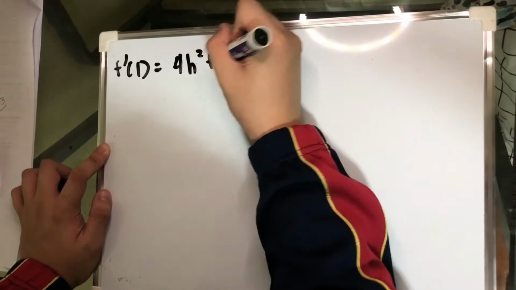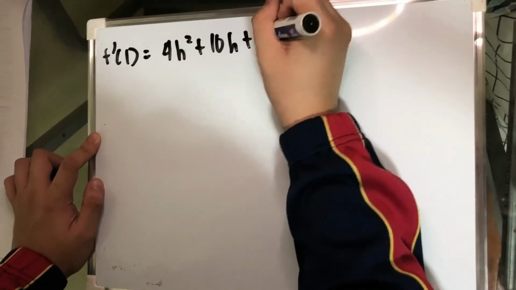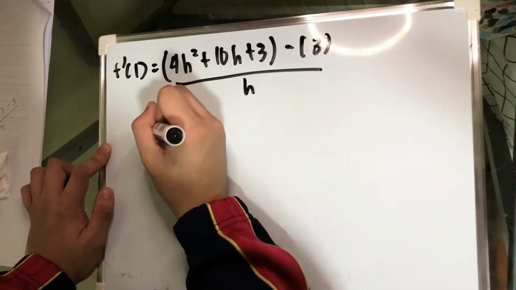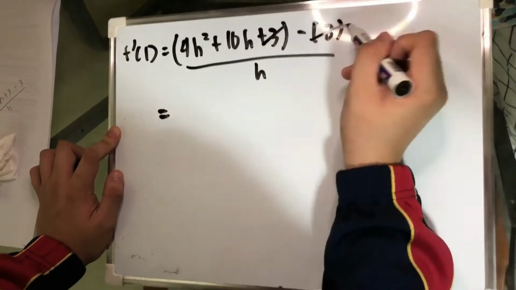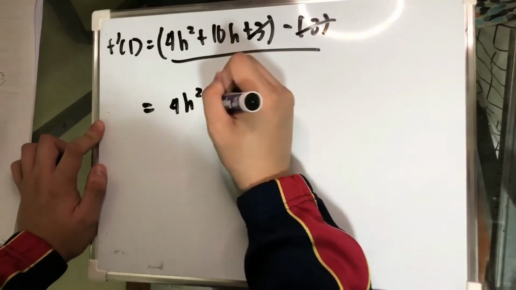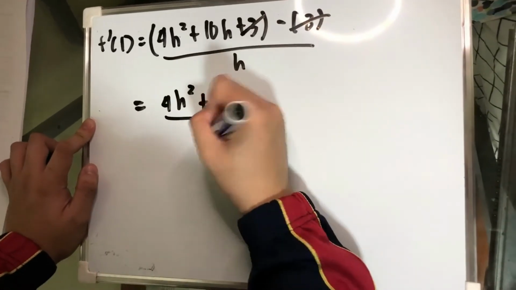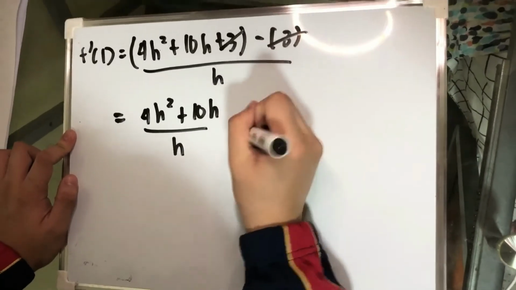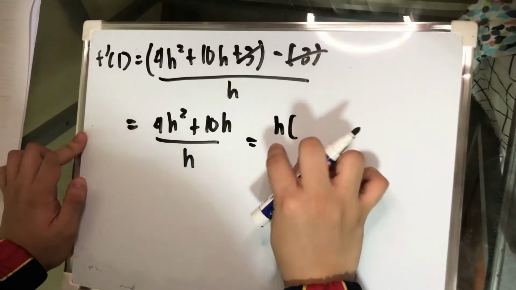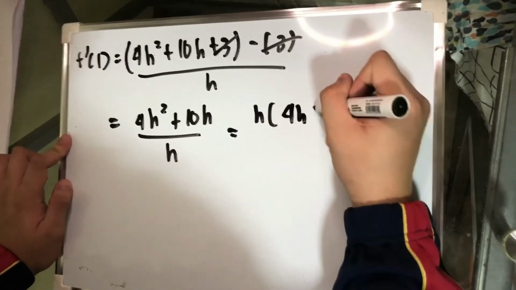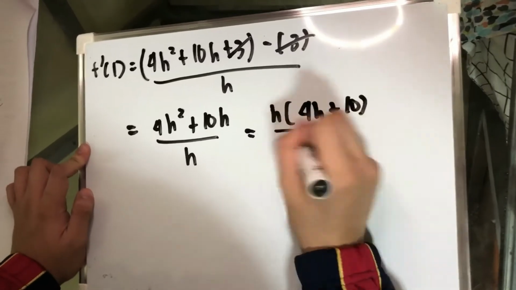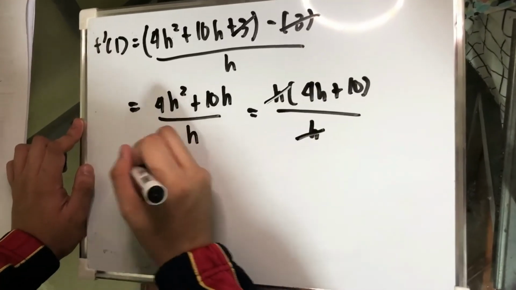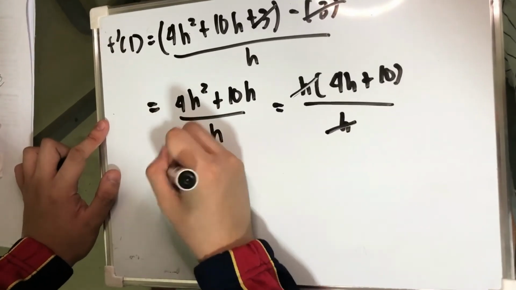4h squared plus 10h plus 3 minus 3 all over h. So we can cancel this too. 4h squared plus 10h all over h. So they have the same terms, which is the h. Let us bring out h. h times 4h plus 10 all over h. So we can cancel this h and h. We have the answer 4h plus 10.